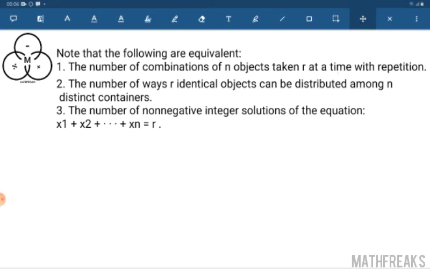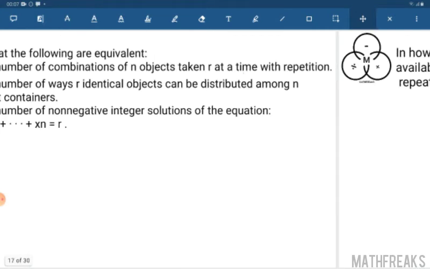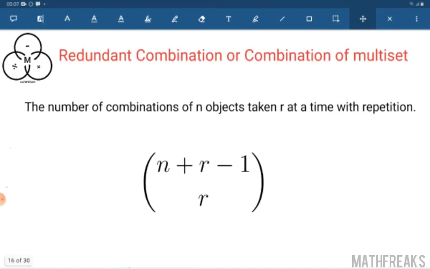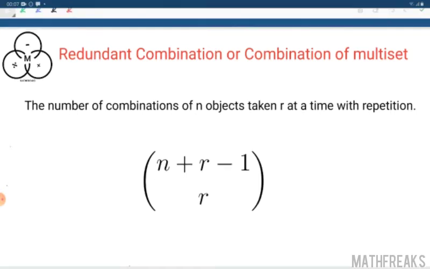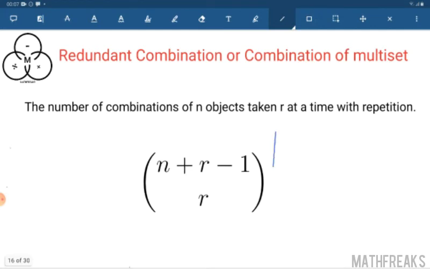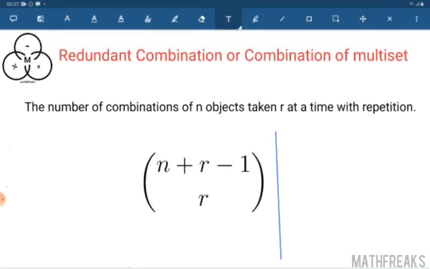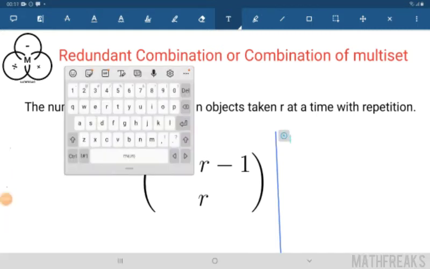The following things are equivalent: the number of combinations of n objects taken r at a time with repetition. I guess there should be one example. Let us consider an example.